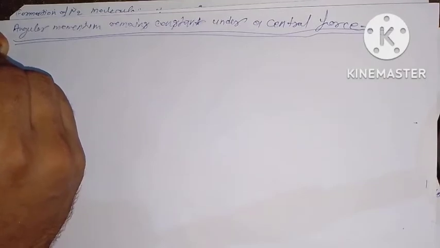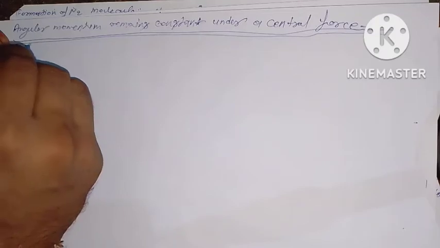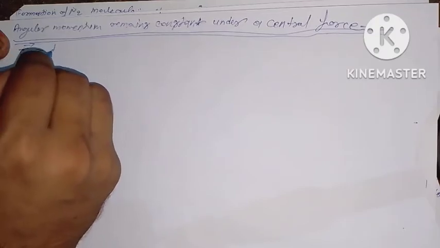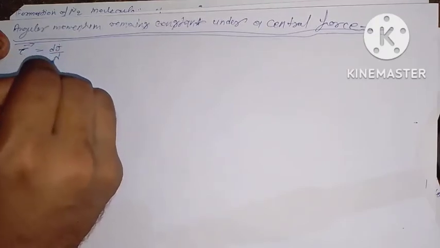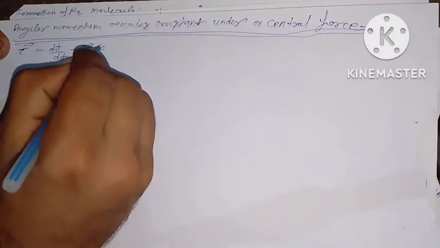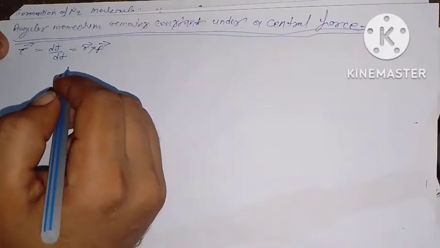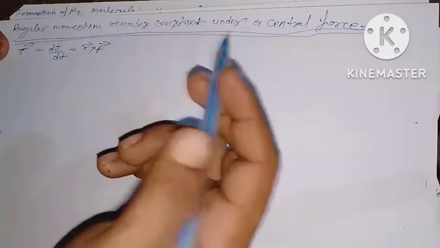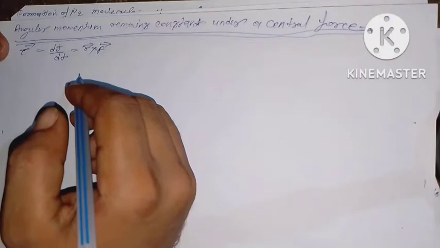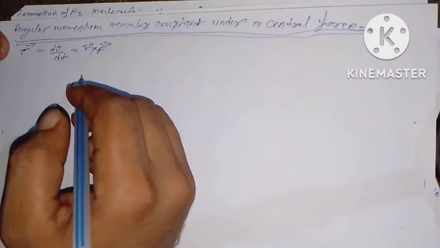From the relation torque, vector tau equal to d vector J upon dt equal to vector r cross vector F, we find that the torque acting on the particle is zero, and hence the angular momentum remains conserved.